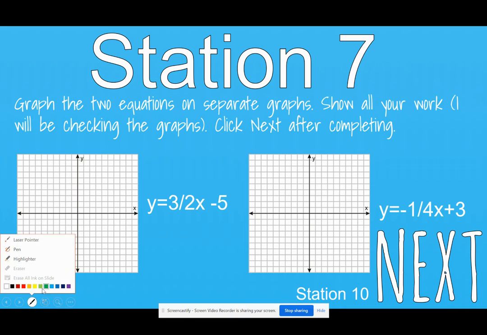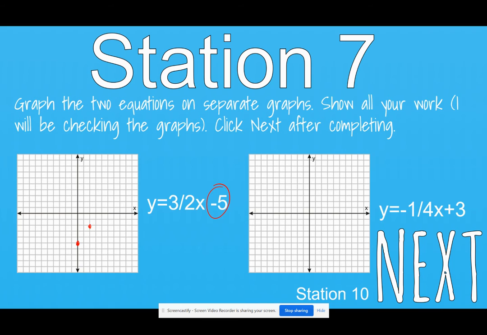Let me get a different color. So we have y equals 3/2 x minus 5. Every single time, you take the number that's not attached to the x and go on the y-intercept and plot it. So that's 1, 2, 3, 4, 5. And why does this work? Because if you plug in 0 for x, you get -5. So you can always plot that. Then my rise is 3, so I go up 1, 2, 3. And I go over 1, 2 because I'm running 2. And because it's positive, I go to the right.